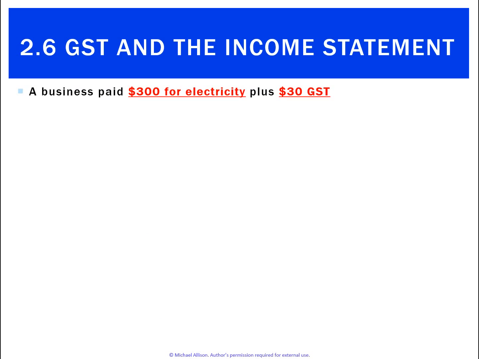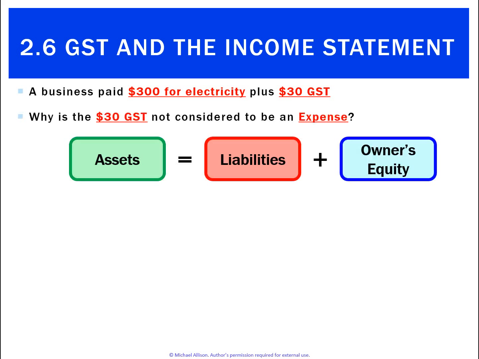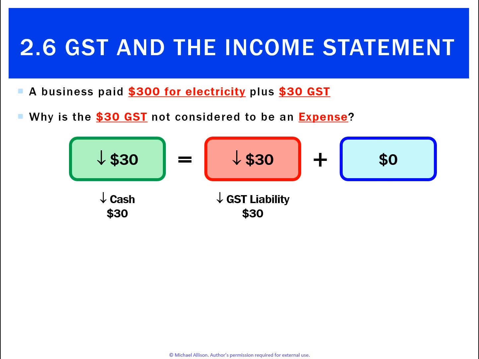Let's look at the payment side of GST. Let's assume the business paid $300 for electricity plus $30 GST. Why is the $30 GST not an expense? Again, we've got assets, in this case, decreasing by 30. The other effect here is that our liability to the government for GST goes down $30. So assets down 30, liabilities down 30, and the impact on owner's equity is 0.